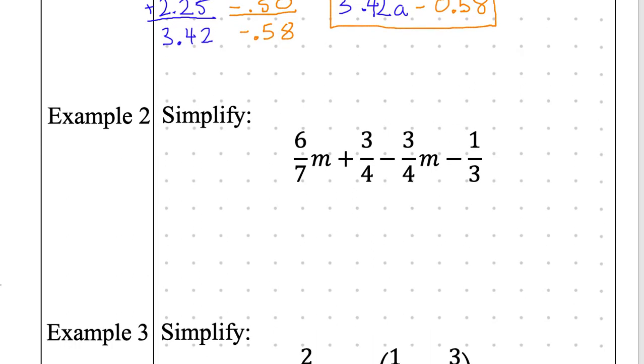Example number 2. Now we have fractions. So let's go ahead and find like terms. I have 6/7 m and I have negative 3/4 m. Those are my like terms. I also have positive 3/4 is my constant, negative 1/3 is another constant. So I now somehow need to combine 6/7 m with 3/4 m.